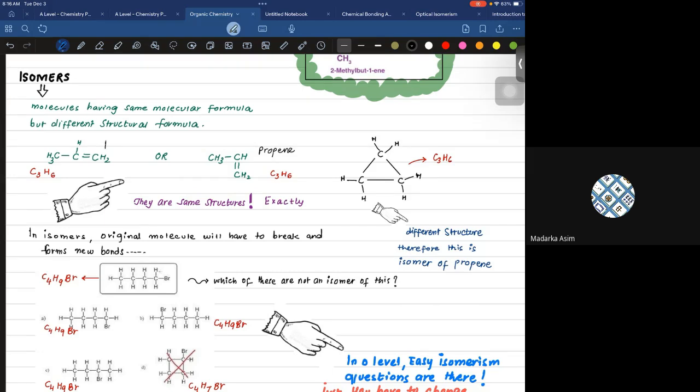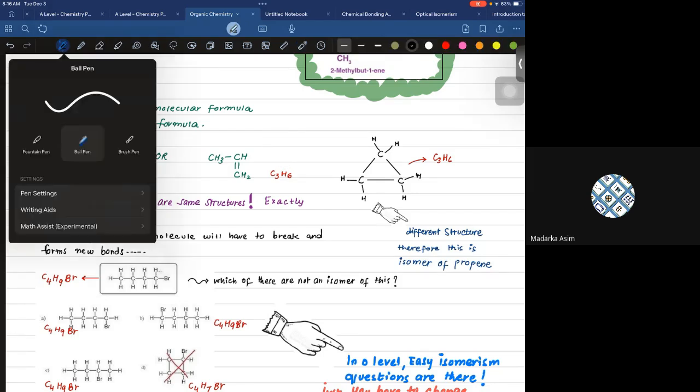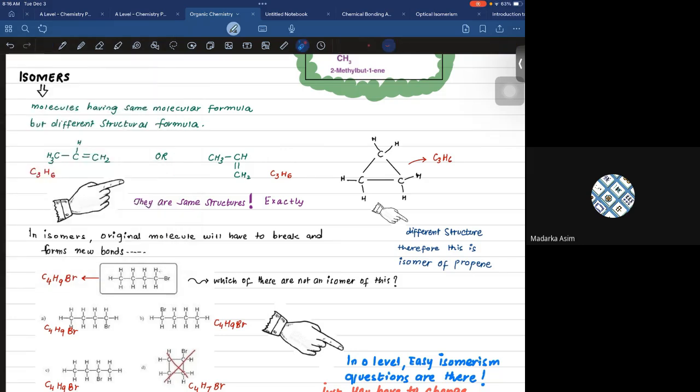This is propene, and this is also propene. I wrote it below just to confuse you. It doesn't mean that this is a new compound. No, these two are the same compound. When the formula is the same and also the structure is the same, they would not be isomers of each other. This is the concept basically. When the molecular formula is the same and the structural formula is also the same, I cannot say that they are isomers of each other.